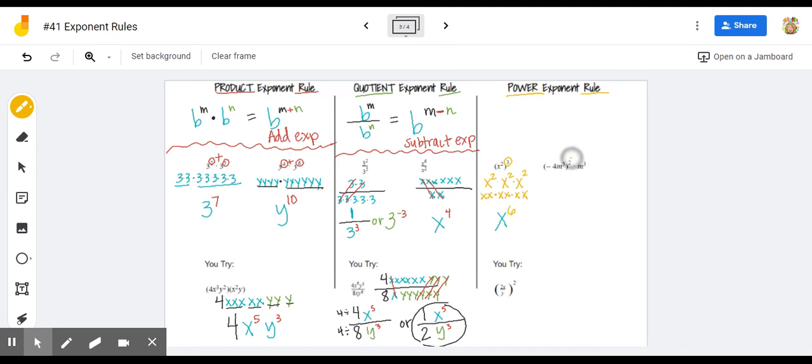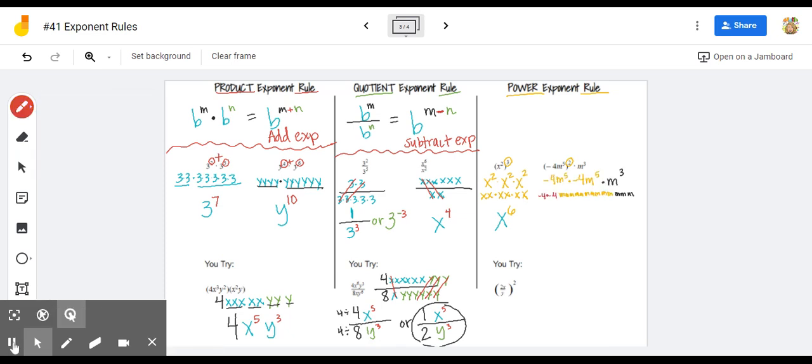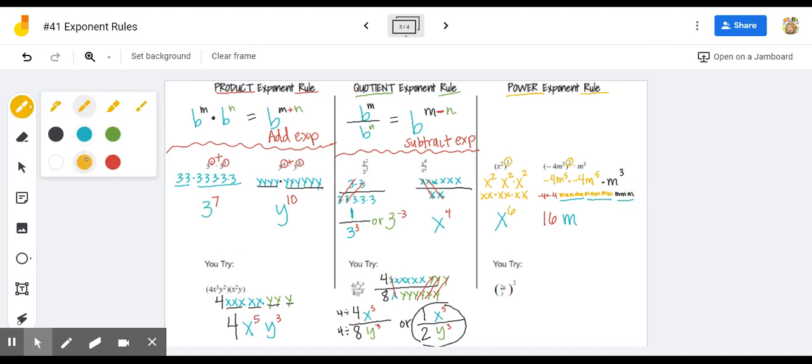Now, same idea here, guys, but the power is 2, which means I need to multiply this base by itself 2 times, the whole thing, including the -4. So -4 times -4 is positive 16. And then how many m's do we have in our lineup? According to what we have, 5 from the first, 5 from the second, and 3 from the last. So all together, that makes a power of 13 m's. So 16m to the 13th is your final answer.